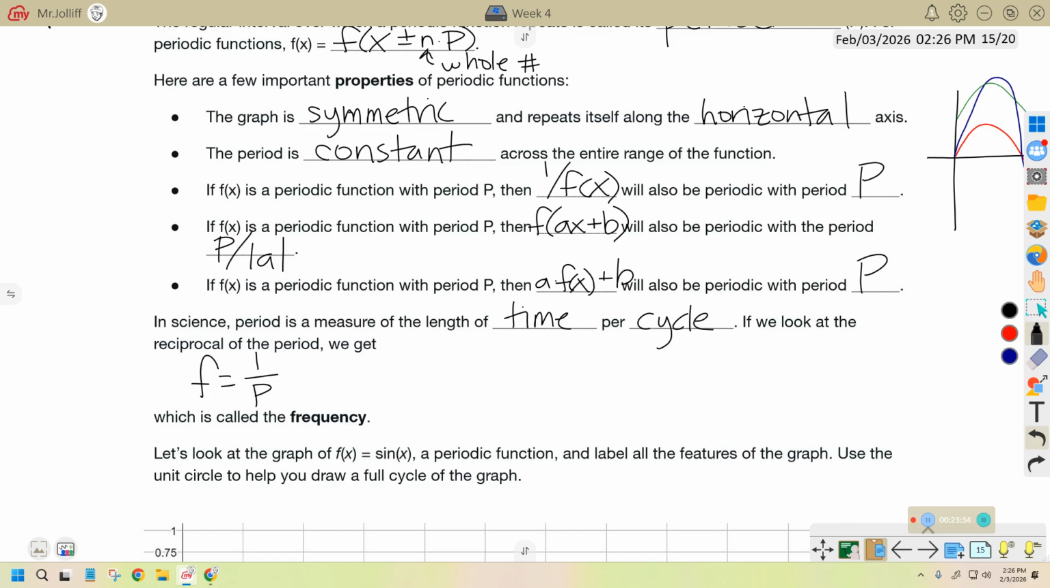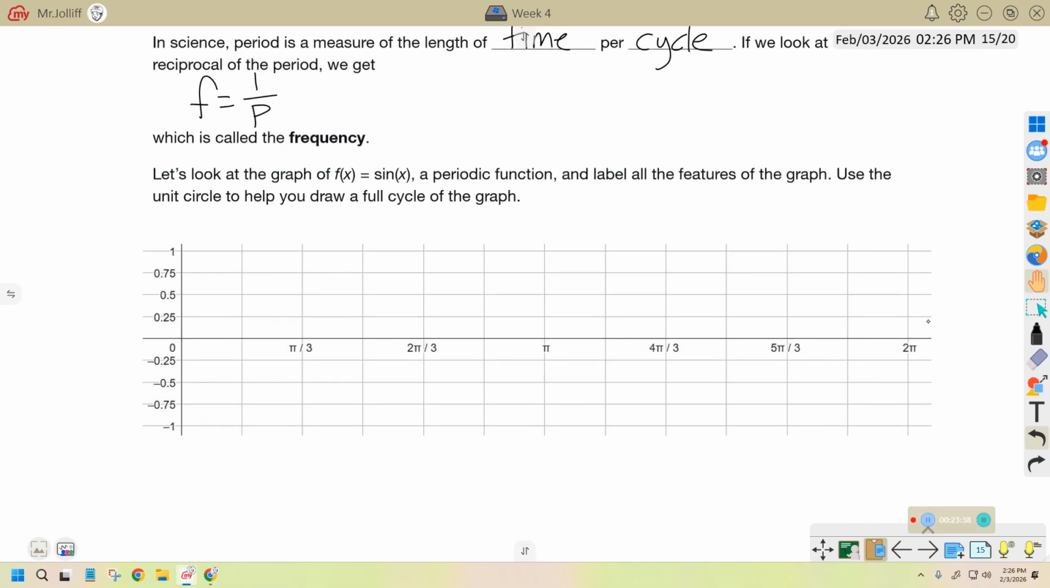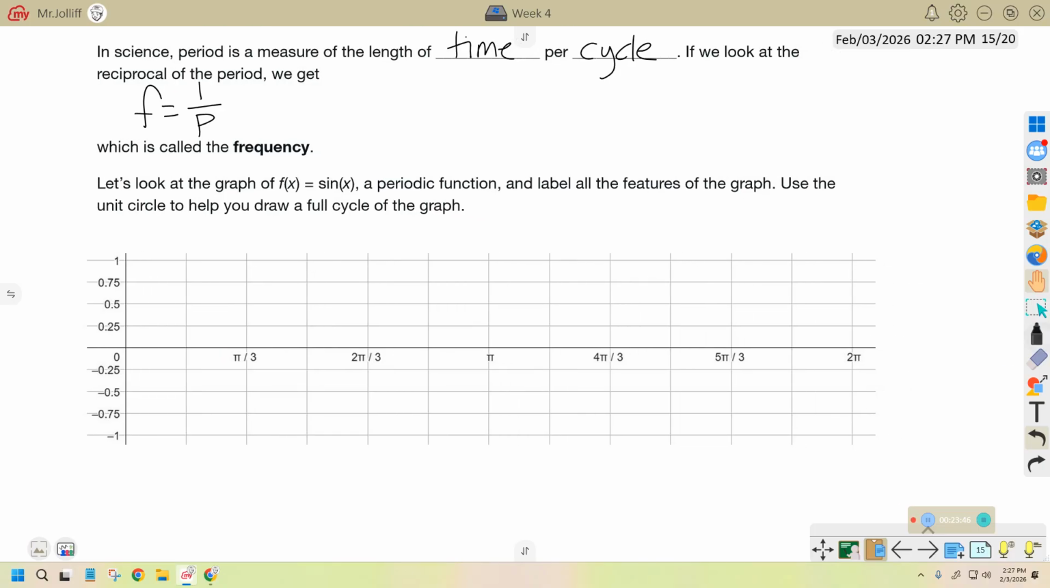Good. Okay, we're going to look at our sine graph in a little bit more detail and just go over some basic vocab that we use to describe periodic functions. To help me, I need you guys to grab your unit circles, if you do not already have them handy. Unit circles. We need unit circles.